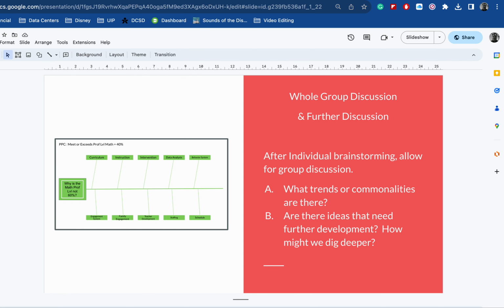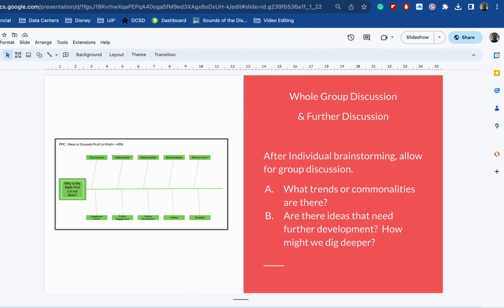That is where you have a whole group discussion and further discussion. You can think of some guiding questions to give the groups, but some good ones to start with are looking at trends and commonalities that they see. They're starting to synthesize what they're looking at. Are there ideas that need further development? And how might we dig deeper into some of these ideas if they're more generally thought about? As the discussion is happening, what you're probably going to hear as a leader is some of these root causes rise to the top. People are going to start prioritizing a little bit.